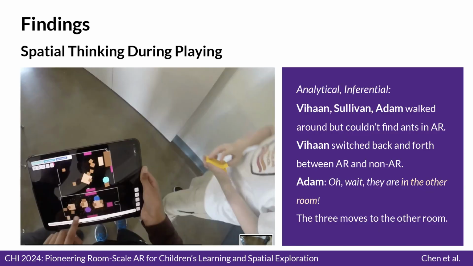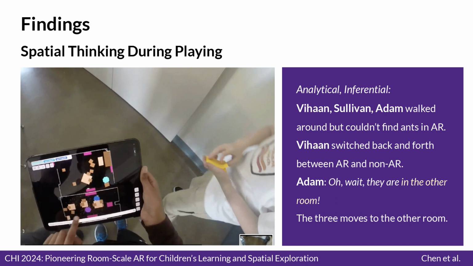We illustrate children's spatial thinking engagement with 3 episodes. The first one happened when they were playing. Vihan, Sullivan, and Adam played with the ants' AR model we provided. They walked around the room but could not find any digital ants. After a while, Vihan switched to the non-AR mode and saw ants there.